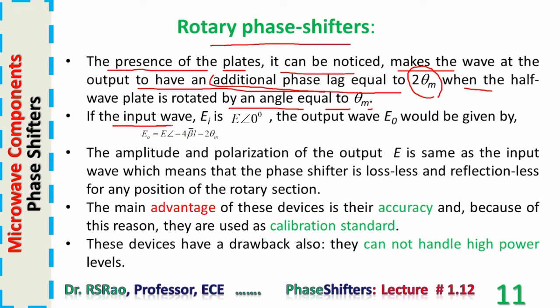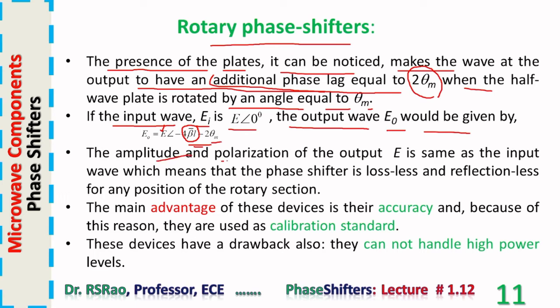If the input wave Ei is E0, E at an angle of 0, the output wave E0 would be given by E. The amplitude of the wave doesn't change while it is passing through the shifter, only phase angle. It is minus 4 beta L minus 2 theta m. Notice this 4 beta L, it is the phase shift the wave undergoes usually or normally. An extra amount is added to this usual or normal phase shift by rotating the rotatable section. It adds a phase equal to 2 theta m.